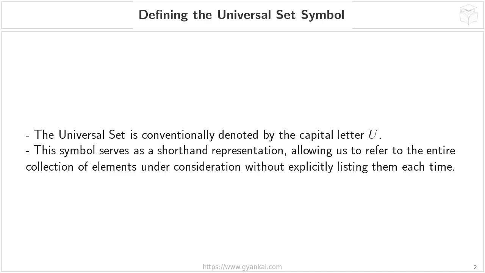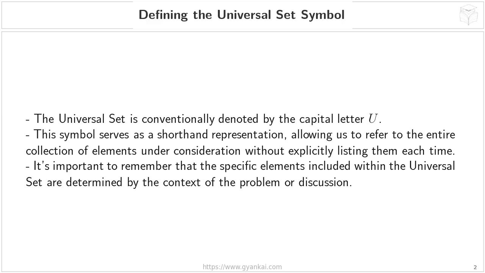Imagine you're dealing with a very large collection of items, perhaps all the students in a school, or all the integers from 1 to 1,000. Instead of listing every single one each time, we simply use U to represent that entire collection. It allows us to write equations and perform operations much more efficiently.